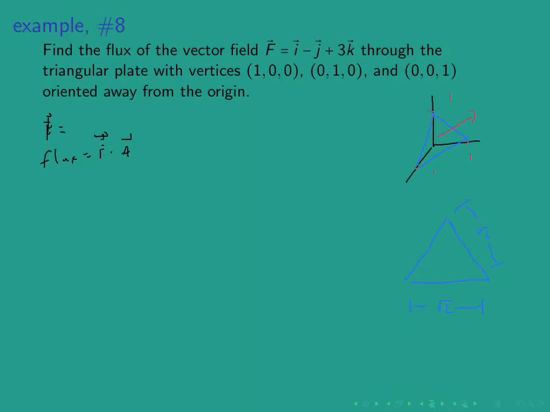So what I need to do is find the height of this triangle in order to find the area of the triangle. So use the Pythagorean theorem again, and you'll find that that height y is equal to the square root of 3/2.